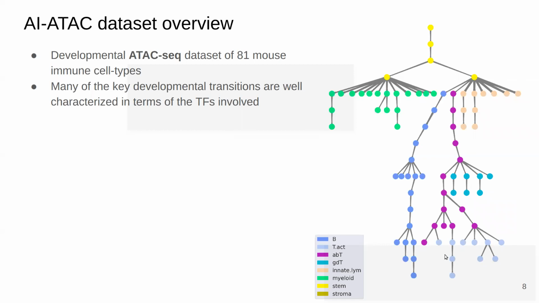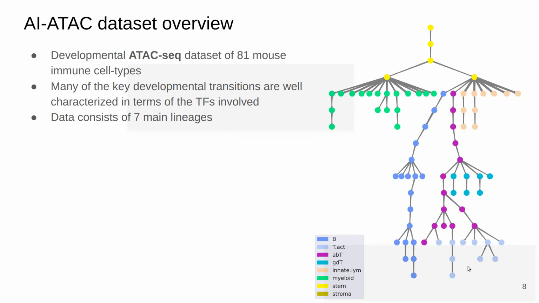Even though there's, of course, a lot of ataxic data that you could use, one thing that's really great about this data set is that in the immunology space, a lot of the key developmental transitions have been studied for a long time and are really well characterized in terms of the transcription factors involved and the direction of their effects.